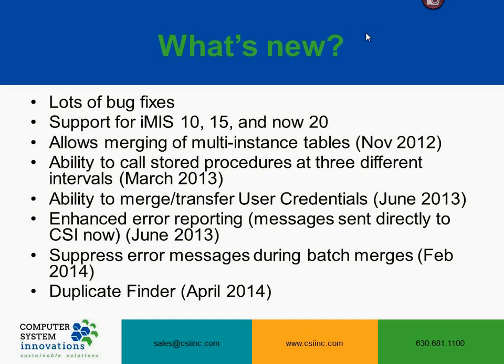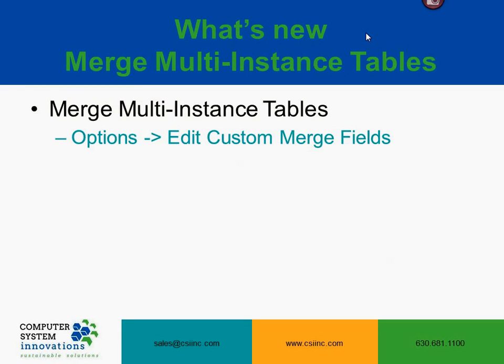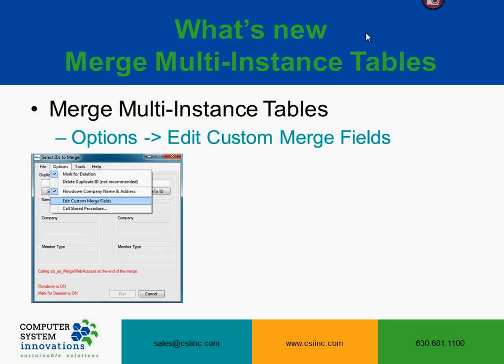And if you like to feed iMerge 1,000 duplicates and go home, you have a big problem when you come back in the morning and it's stopped on the second merge. So now you can suppress those error merges. And then in April 2014, we introduced our duplicate finder to the product. So let's talk about some of those cool things.